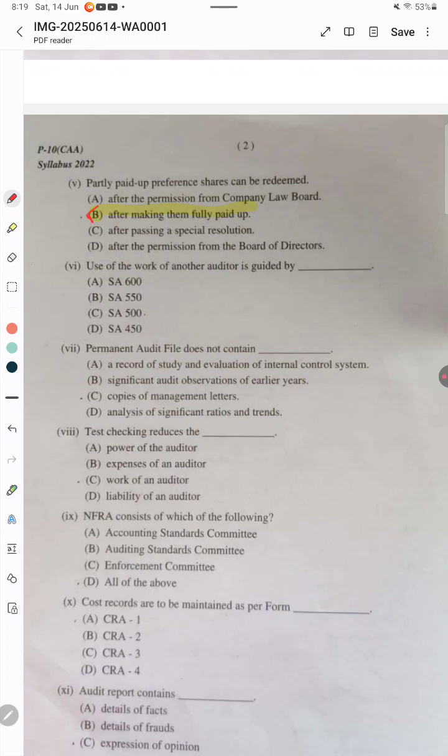And then, use of the work of another auditor is guided by the standard on auditing SA 600. So SA 600 is the correct answer. Please make note of it. SA 600.